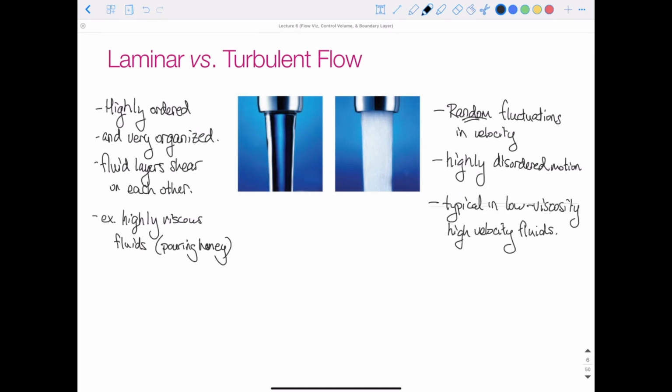So this is just showing above, this is just a faucet, and we have water. So in both cases, same viscosity, but at a low flow rate we have laminar flow from the faucet. And on the right, we have turbulent flow, which is a higher flow rate.